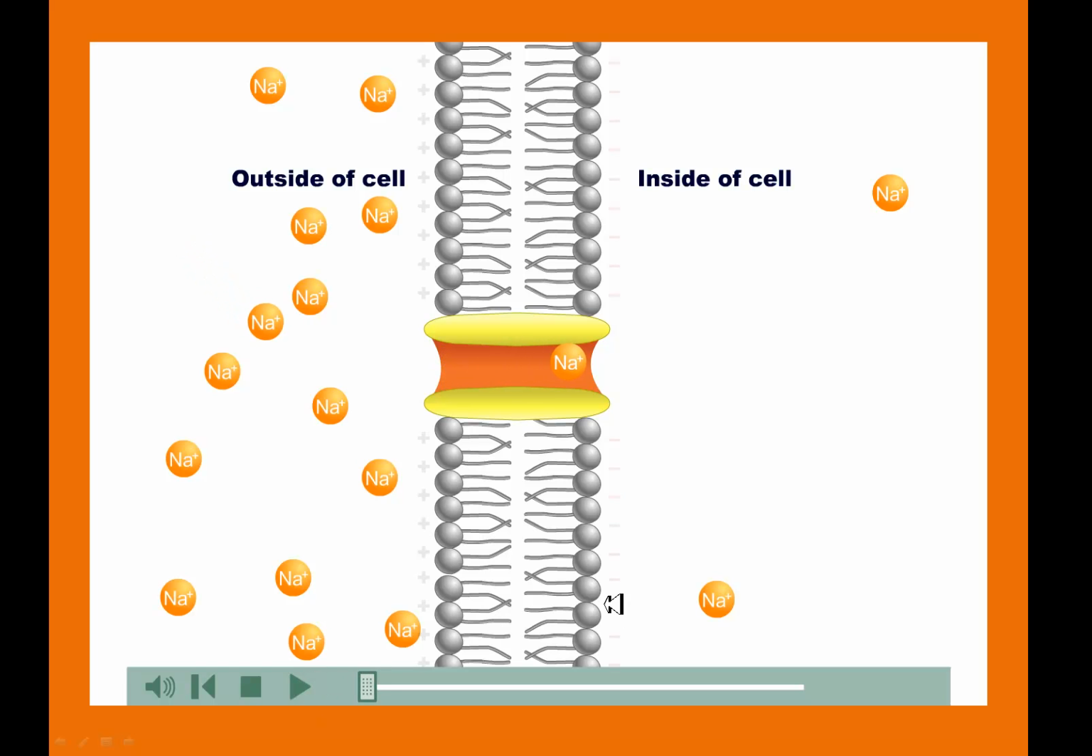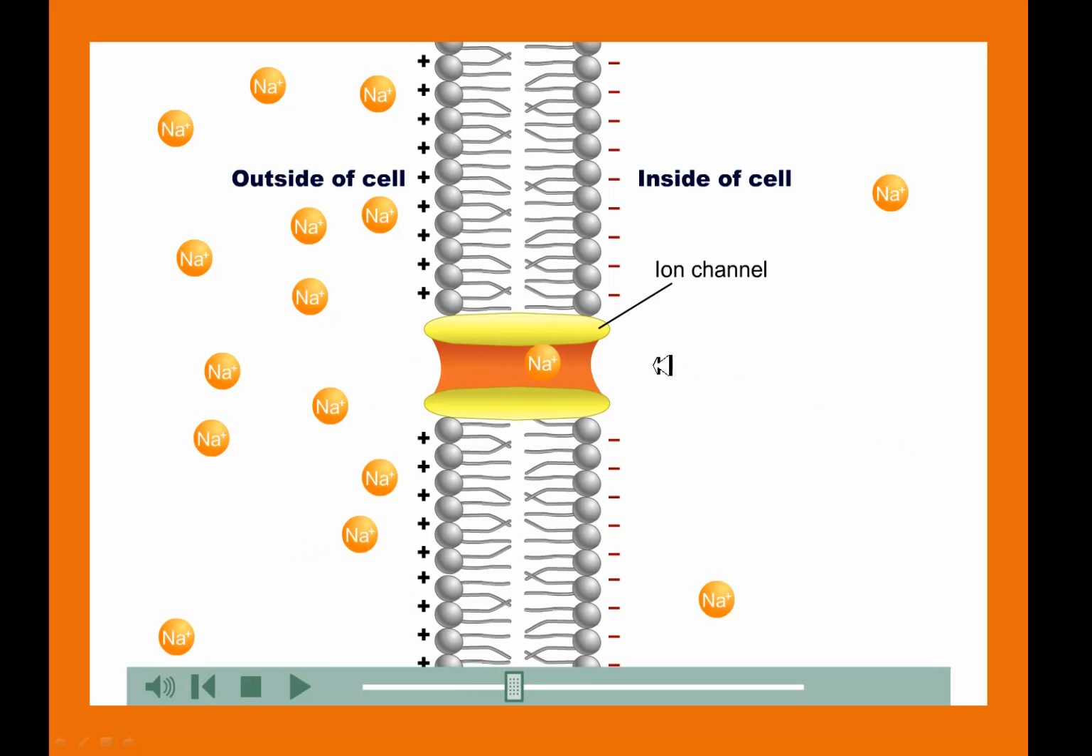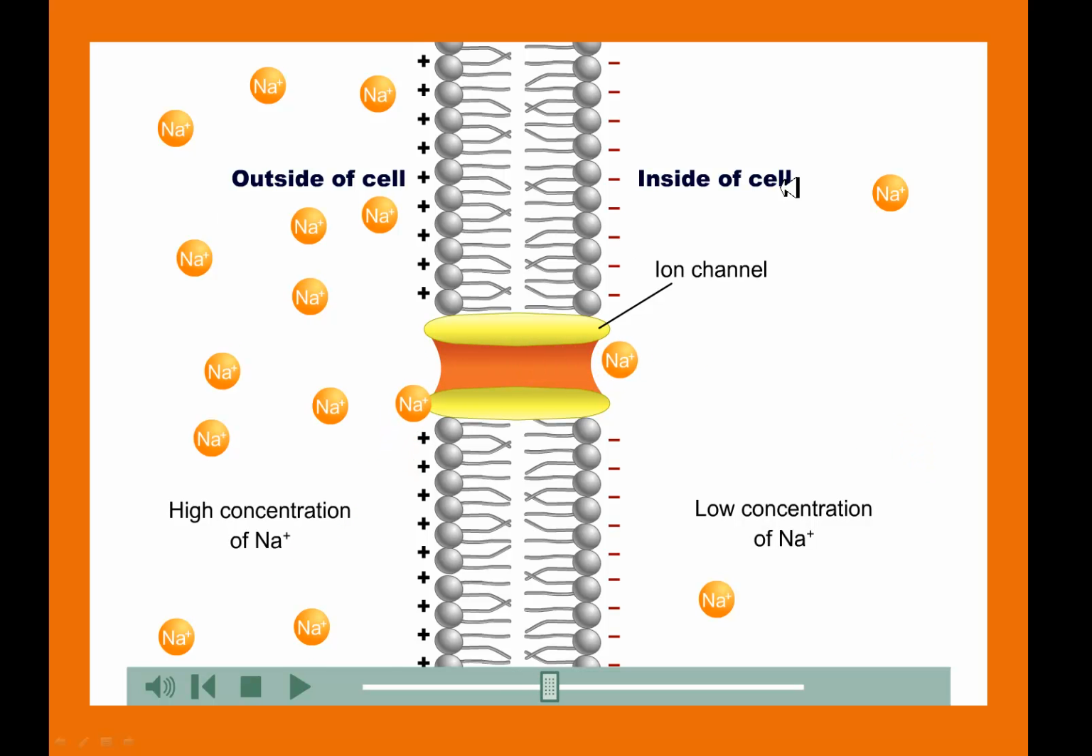Some membrane proteins, called ion channels, provide a pore for a specific type of ion to pass from one side of the cell membrane to the other. You can see the sodium ions. This passive ion transport, which requires no expenditure of energy, is an example of facilitated diffusion. In this example, sodium ions move spontaneously down their concentration gradient from an area of higher concentration to an area of lower concentration.